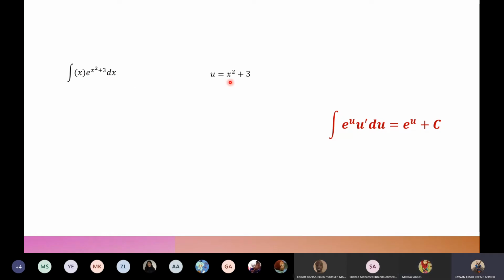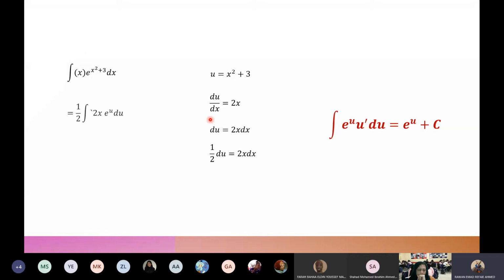So this is our u. And then first we need to identify the derivative, which is 2x. So it's going to be du over dx equals 2x. We're going to move dx to the other side to make du the subject. So after having du, we put 2 next to the du because the value of 2 is missing in this equation.